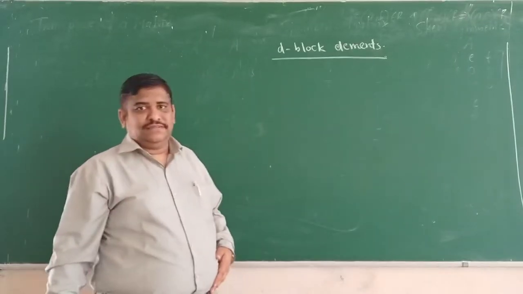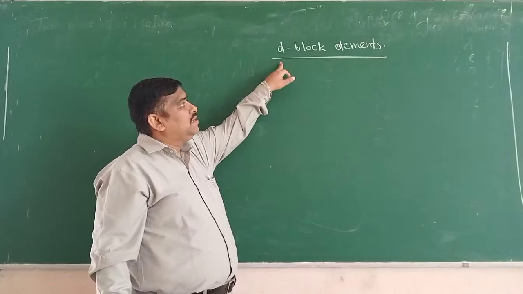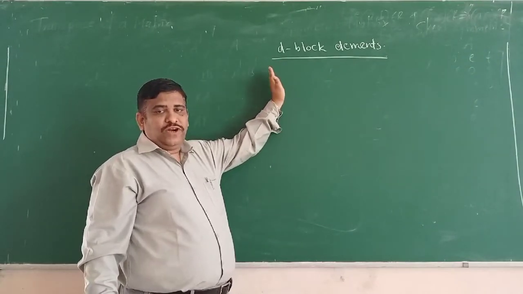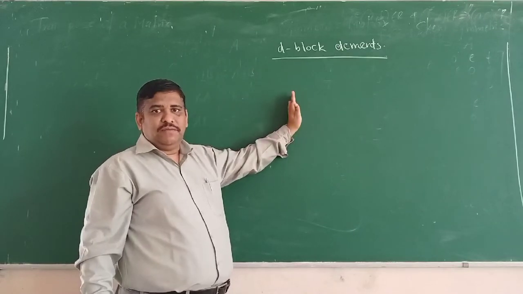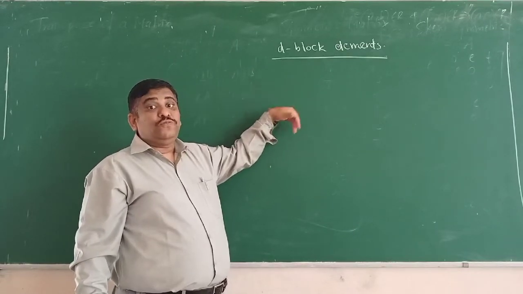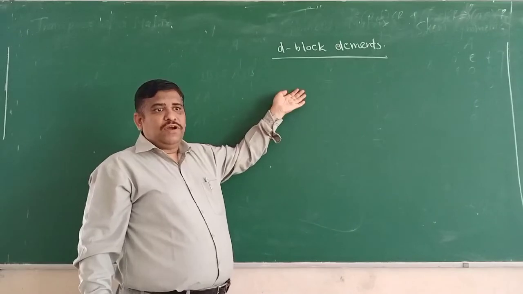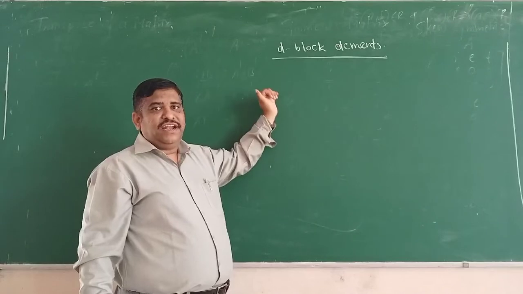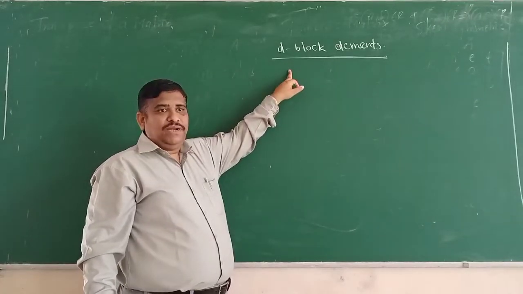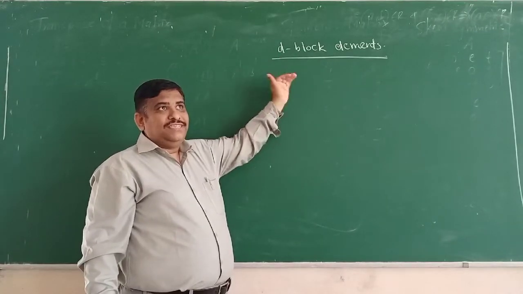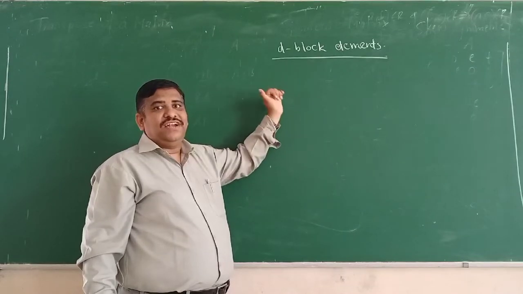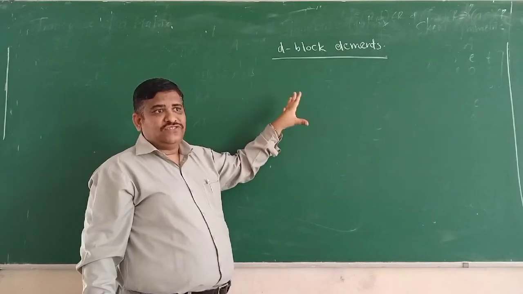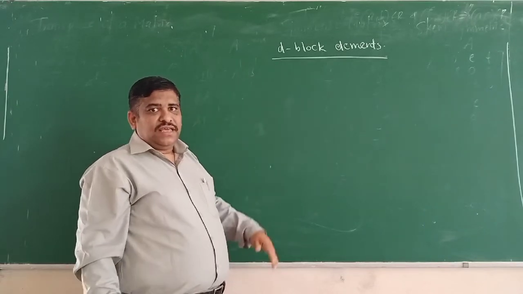Hello students, in the last lecture we discussed the introductory part of the d block elements. What is the position of the d block elements in the periodic table? Which groups belong to the d block? And we discussed the traditional definition of the d block elements and the condition, that is a partially filled d subshell in the atom or in the common oxidation state.